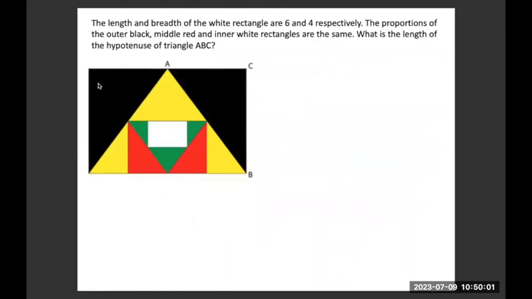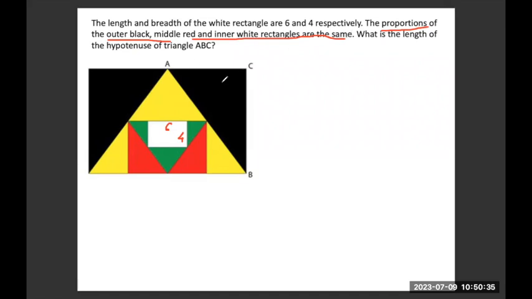So you're given this figure. What you are also given, and I'll write it here, is the white rectangle which is in the middle has the dimensions of 6 by 4. These dimensions are given. The proportions of outer, middle, and inner white are the same. It's established. I don't have to think beyond, but it's established that their proportions are the same.